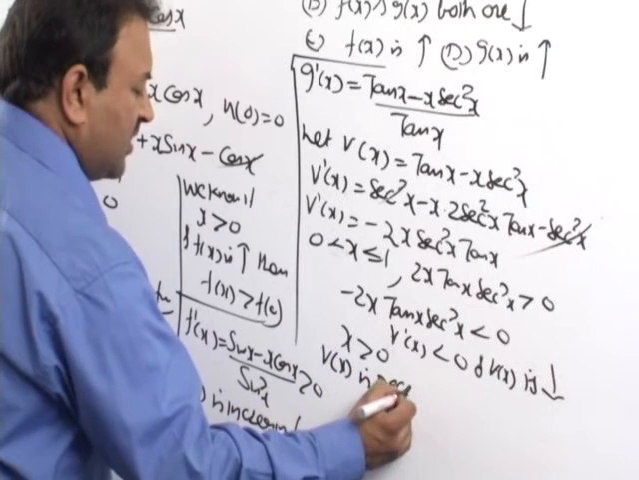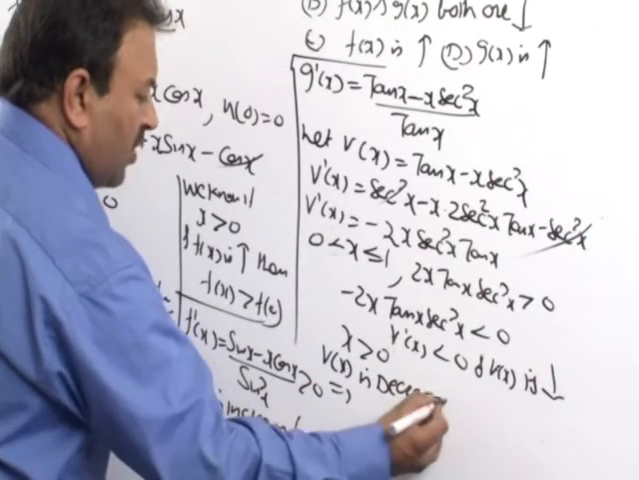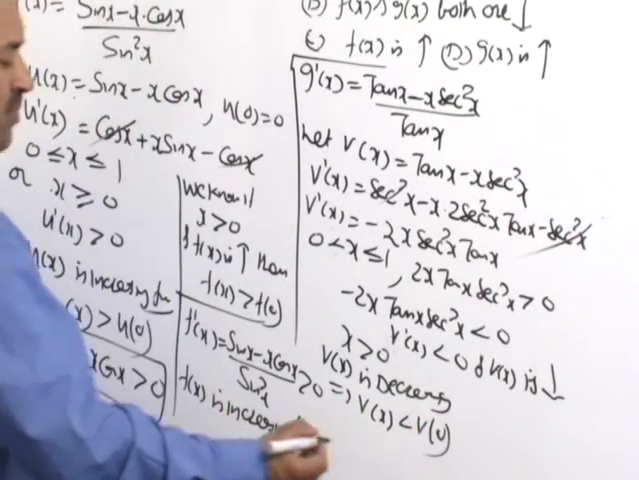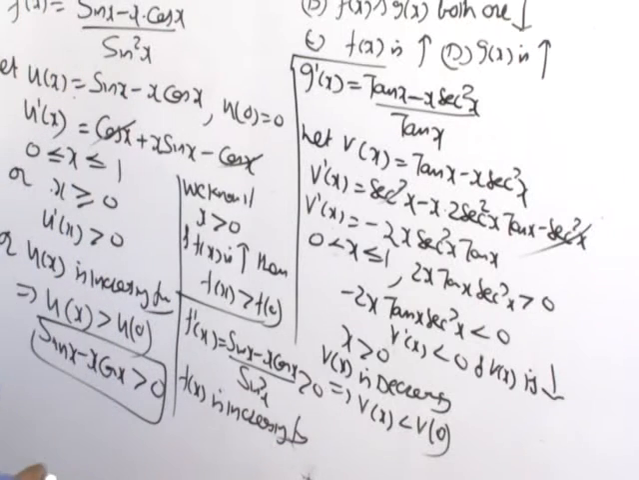v(x) is decreasing. इसका मतलब क्या हो गया? इसका मतलब हो गया v(x) is less than v(0). For x positive, v(x) is less than v(0). इसका मतलब क्या हुआ? v(x) is less than v(0).